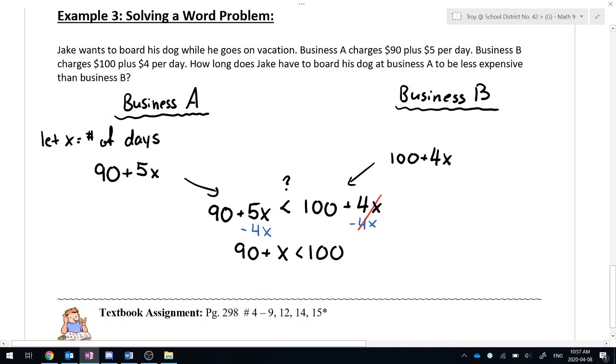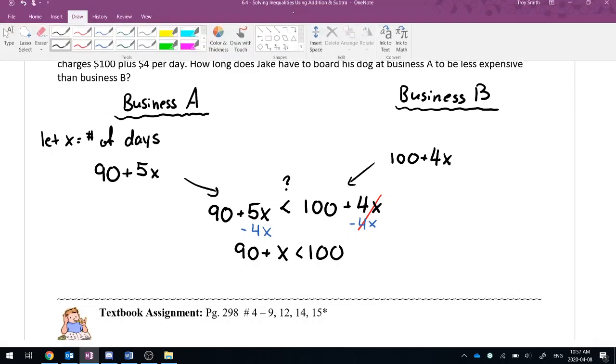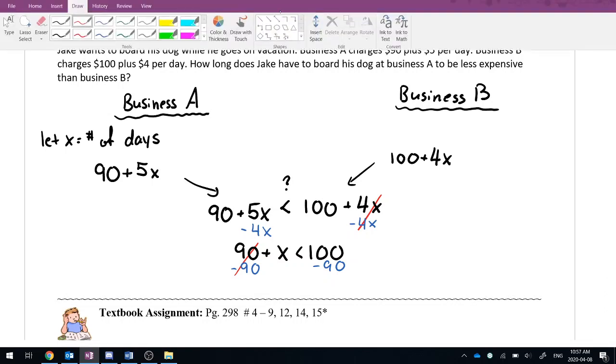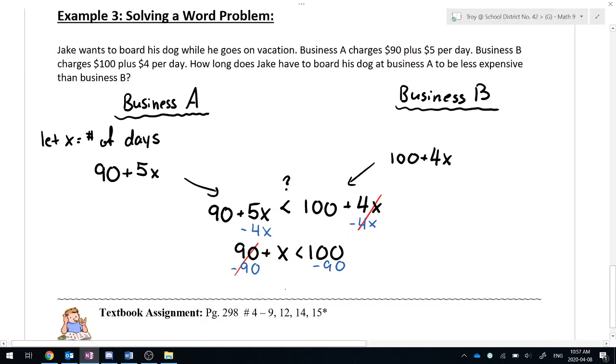And now I want to get all the constants to the other, so I can just move the 90 to the right-hand side. So it's a positive 90, so if I want to move it to the other side, I need to subtract 90. Okay, so those 90s cancel. And what I'm left with is x is less than 100 minus 90, of course, is just 10.